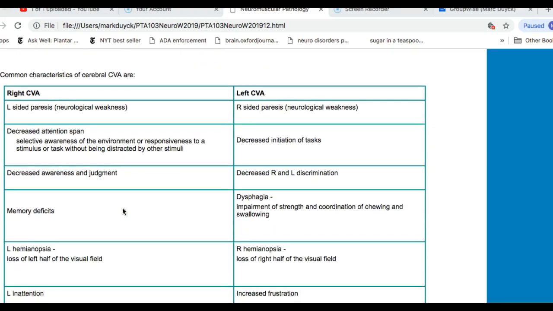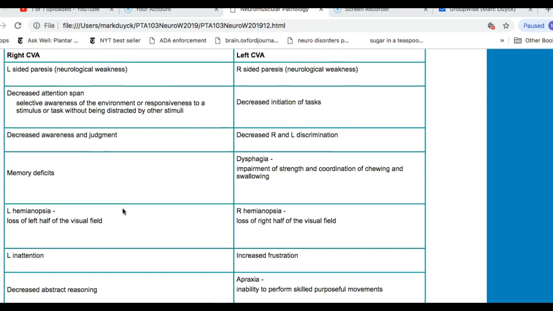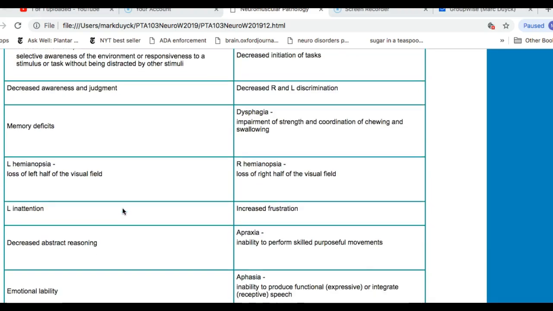So the characteristics of a right CVA presented on the left side would include weakness on that left side, decreased attention span. So this is informative when you're deciding how much time to spend with that patient. If they have a limited therapeutic window to work with them of like 5-10 minutes, you may consider breaking up your session into smaller chunks, or if you can, split up your treatment if you're in an acute setting or a subacute setting such as a skilled nursing facility.